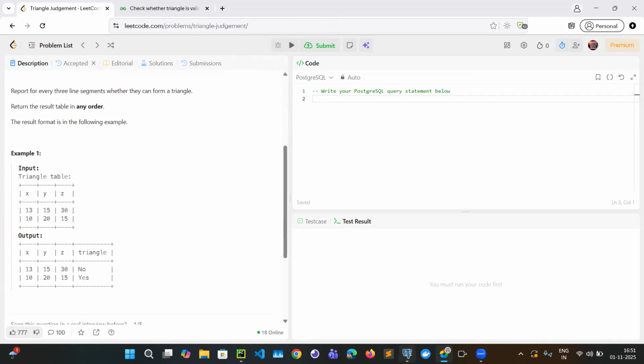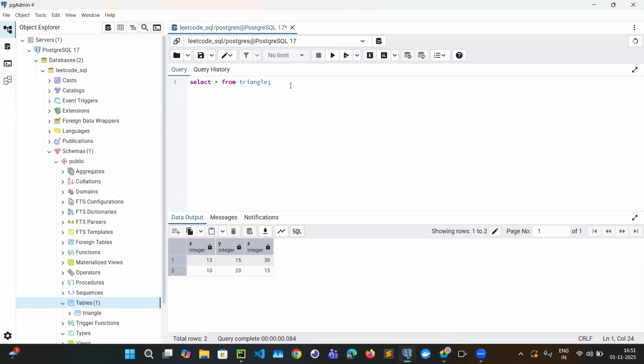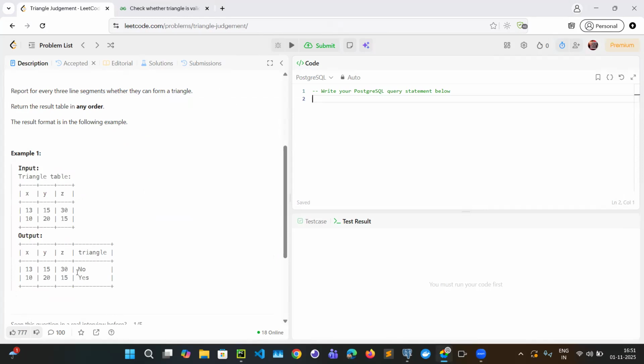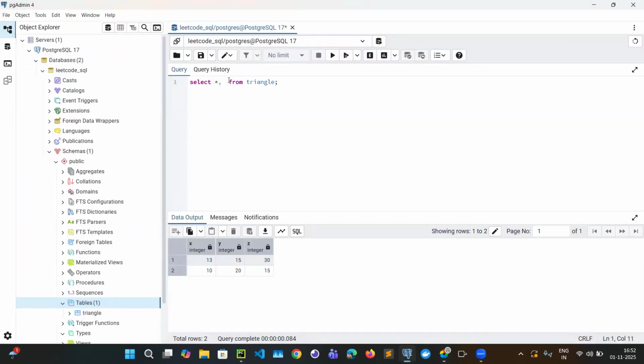So you have this problem, right? We need all the columns X, Y, Z, so star. And now we need another column, triangle, which is going to tell us whether it's yes or no. And the yes or no should be based upon a condition. If the condition is satisfied, then yes. If the condition isn't satisfied, then no. But what was that condition?